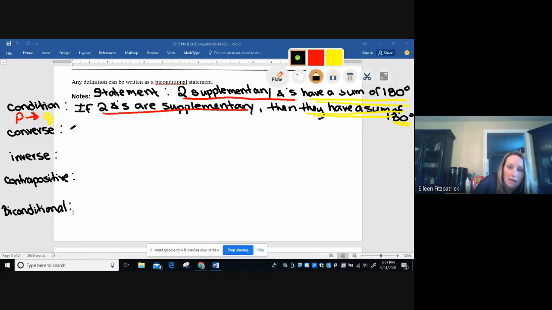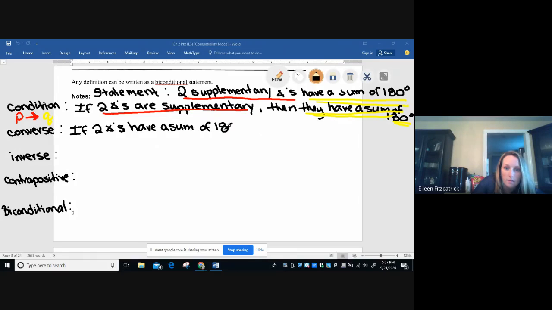So the converse would say, if two angles have a sum of 180, then they are supplementary. And I'm going to abbreviate and just write SUPP from now on, okay? All right, so notice that I flipped my hypothesis and conclusion, but I didn't flip word for word because I wanted the sentence to actually make sense. So as long as the idea is flipped, right?